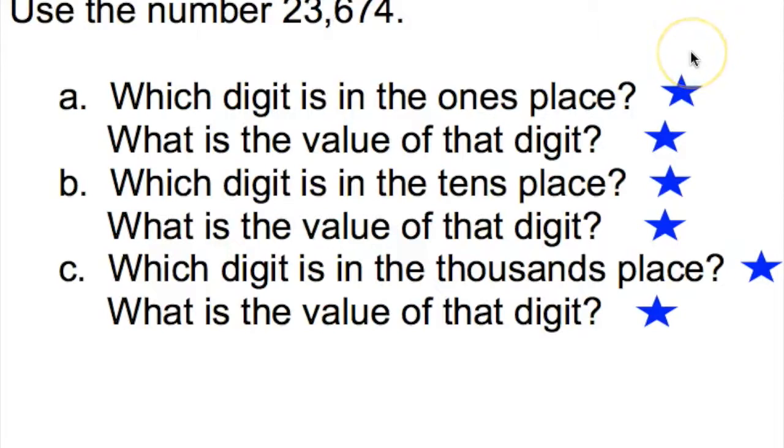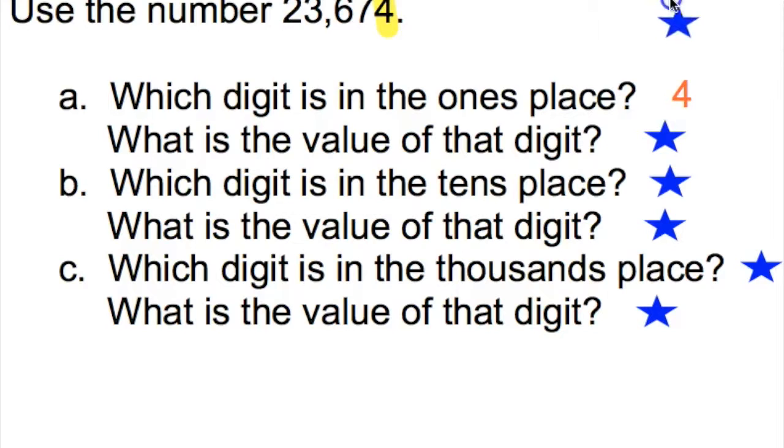The difference between a digit and a value. The digit is only the number 1 through 9. So the number 10 is not a digit. So if we look right here in the ones place, what do we have in the ones place for the digit? A 4. You're absolutely correct. So that is the digit in the ones place.